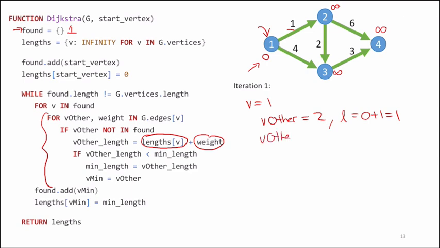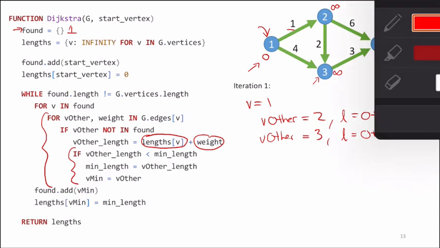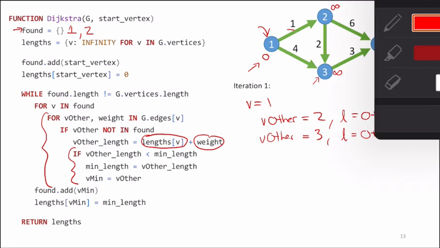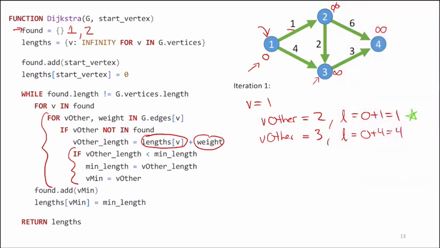We also consider in the next iteration V other is equal to, I'm sorry, it's vertex 3, and the edge weight itself is 4. So vertex 3 and 0 plus 4 is 4. And in this innermost nested if statement, we compare those values. So we're going to take the minimum of those, which is this one, and we'll add 2 to our found set, and we'll mark the path length to get to 2 equal to 1. So that's the first iteration.